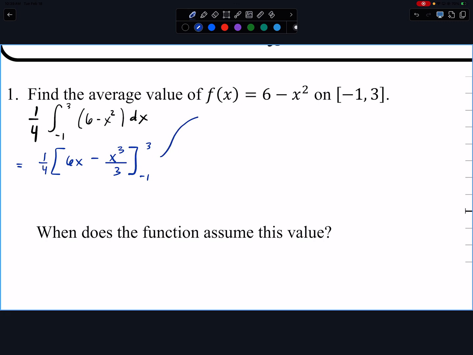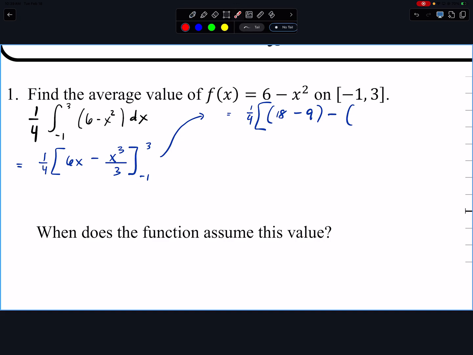So this is going to become, I'm going to write it up here, 1/4 times, I'm going to put in parentheses when I plug in 3. What's 6 times 3? 18 minus, if I plug in 3, 3 cubed is 27. What's 27 divided by 3? 9, so minus 9.